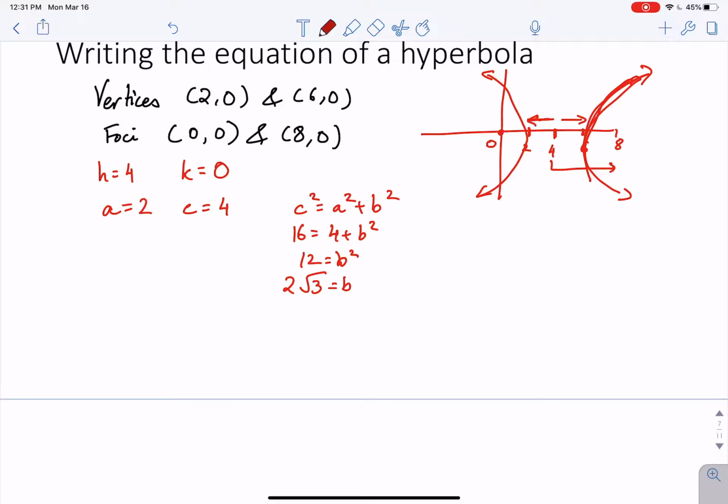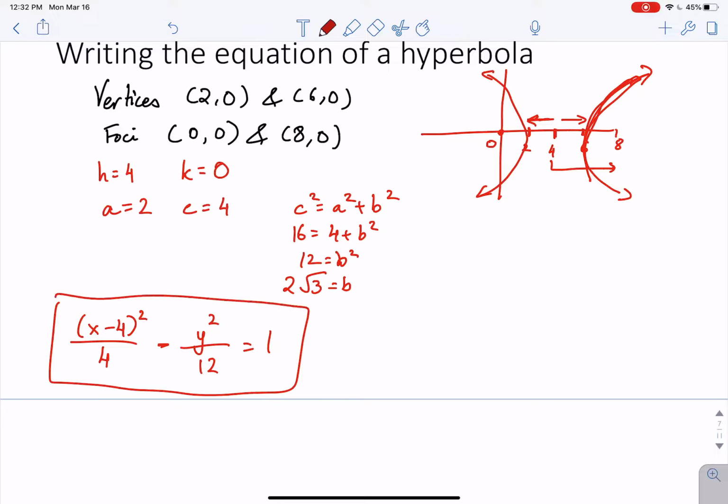From that, I can write the equation now. I know that this is horizontally facing, so the x term comes first, that's positive. So I go (x minus 4) squared over a squared, which is 4, minus (y minus k) squared, k is 0, so this is just y squared, over b squared, which is 12, and that equals 1. That's the equation of this hyperbola.